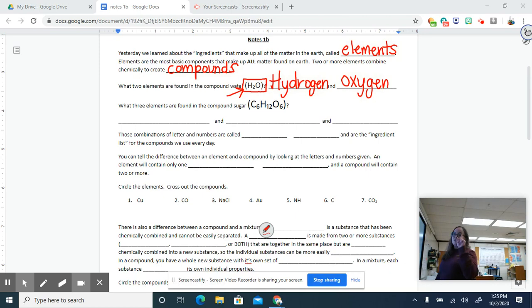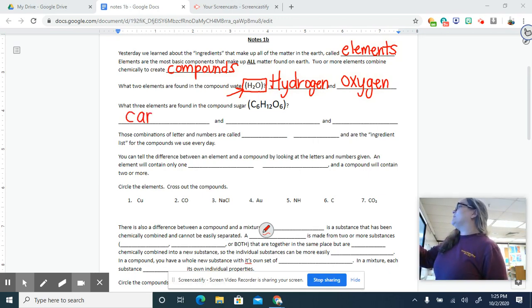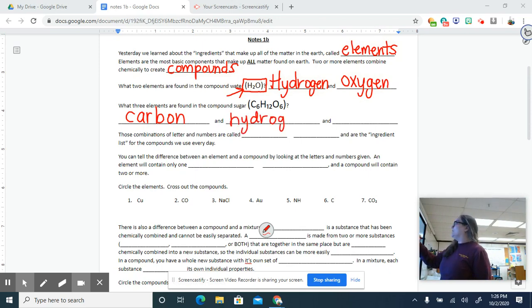So one molecule of water has two atoms of hydrogen and one atom of oxygen. And we know that by looking at the chemical formula. What about sugar? C6H12O6. What elements do we find there? C stands for, that's right, carbon. And the other two are the same. H is hydrogen and O is oxygen.